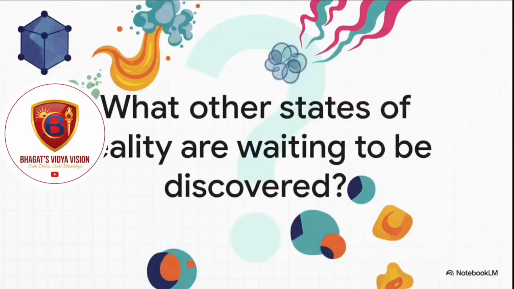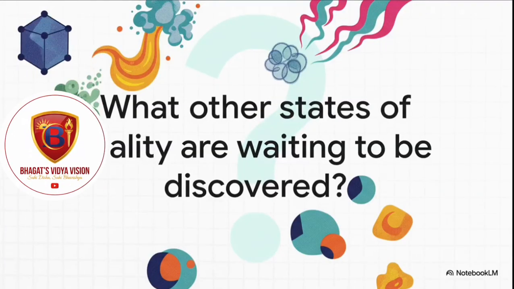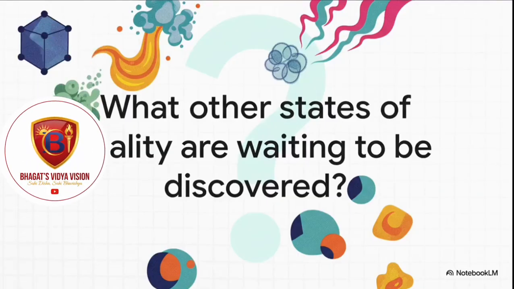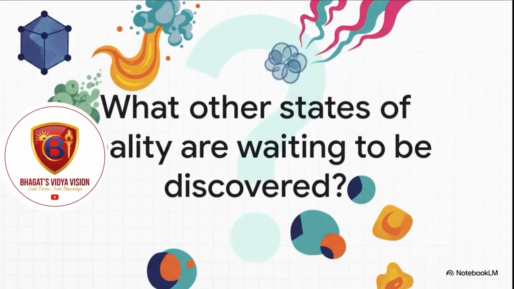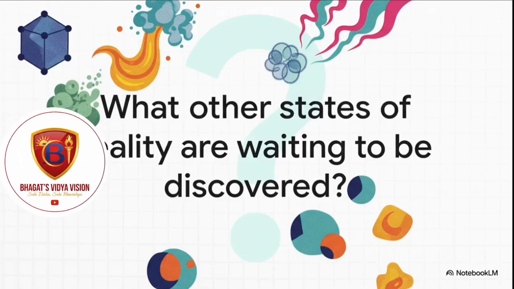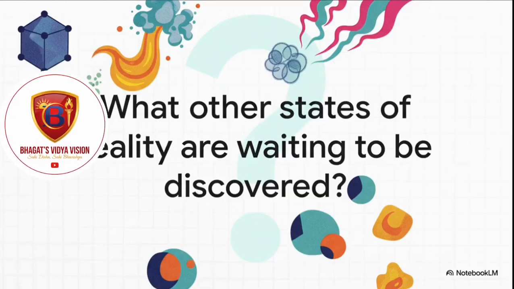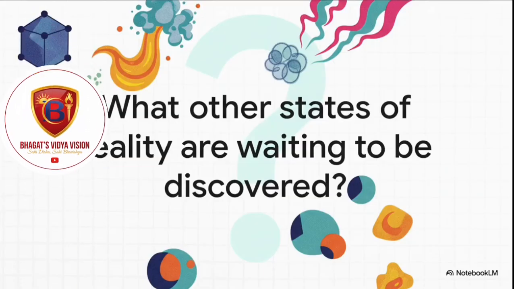And that leaves us with one final, pretty powerful thought. I mean, think about it. We've known about the first 3 states forever. We only really figured out plasma about 100 years ago. And the 5th state, we only confirmed it exists in 1995. It really makes you wonder, doesn't it? If we've only confirmed the 5th state in the last 30 years, what other states of reality are still out there, just waiting to be discovered?